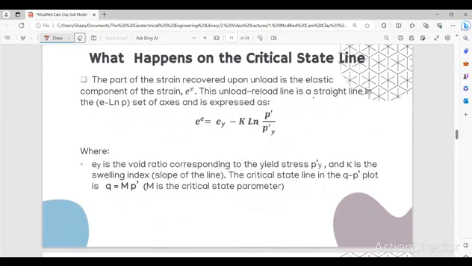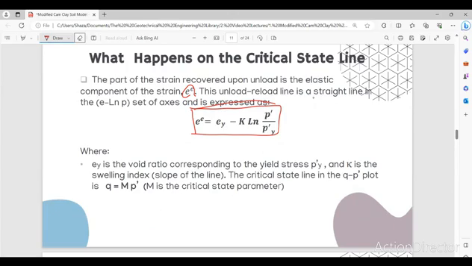Finally, in the critical state, the part of the strain which is recovered upon unloading is called, of course, the elastic component of the strain, and its symbol is εe. This unload line is a straight line in the e–ln p' set of axes, and the equation of this straight line is εe = ey − κ ln(p'/p'y), where ey is the void ratio which corresponds to the yield stress p'y.